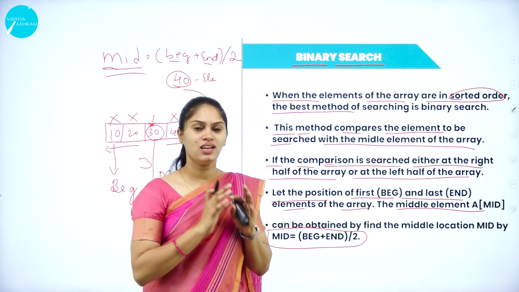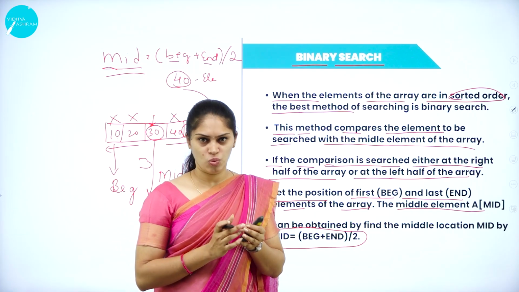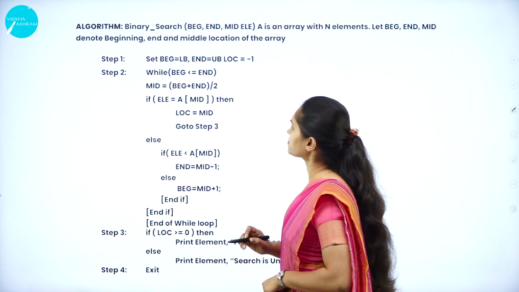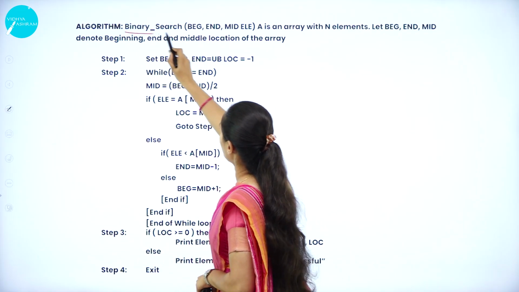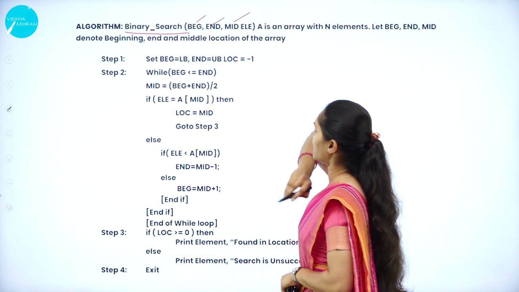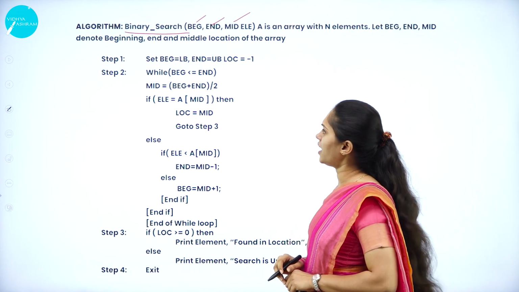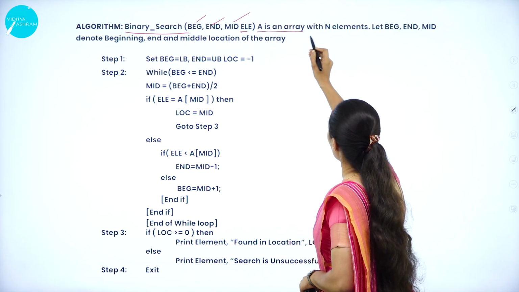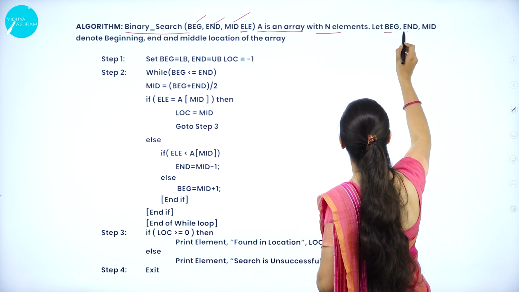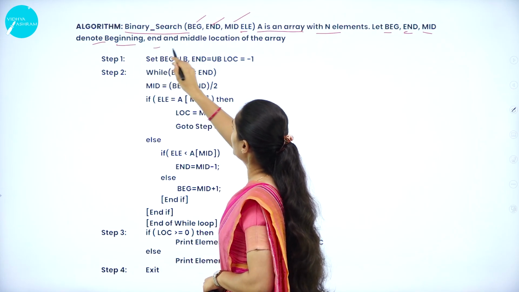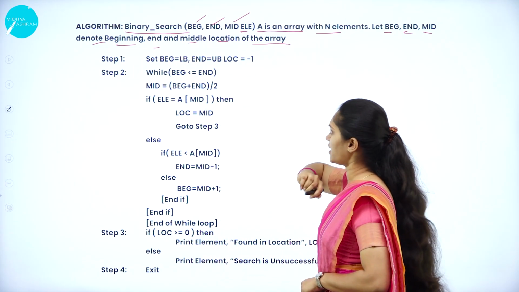So, this is how binary search works. We'll see it with an example and an algorithm. My algorithm name is binary search and I have a beginning element, an end element and a middle element, and I have an element which I am searching for. So A is an array with n elements. Let beginning, end, mid denote the beginning, end and middle location of the array.